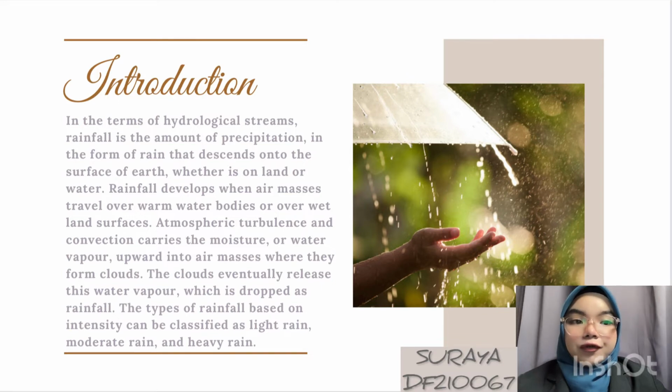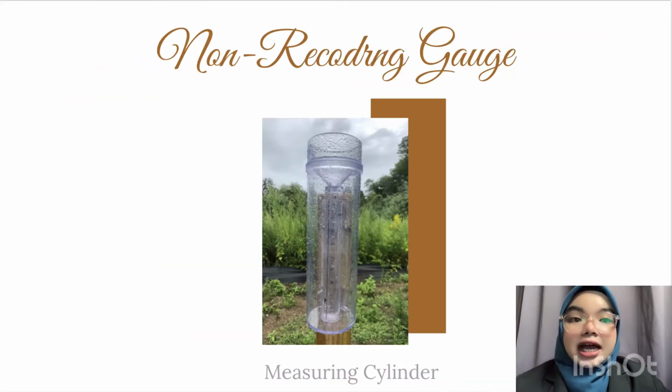The type of rainfall, based on intensity, can be classified as light rain, which is between 0 to 2.5 millimeters, and next is moderate rain, which is between 2.6 millimeters to 7.6 millimeters, and heavy rain, which is beyond 7.6 millimeters. Rainfall depths can be measured by using two types of rain gauge as well.